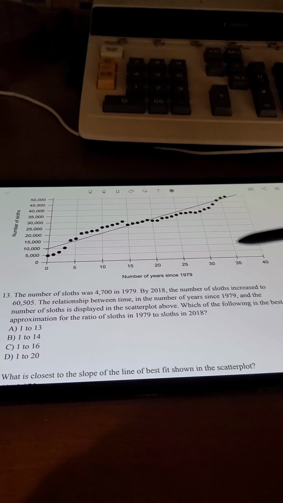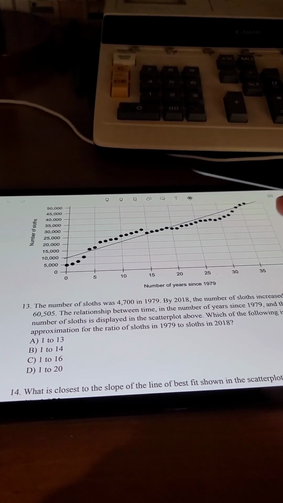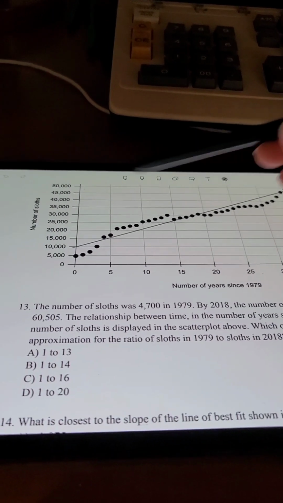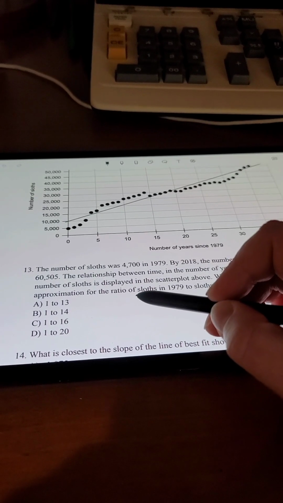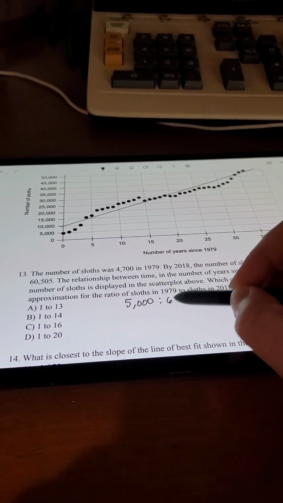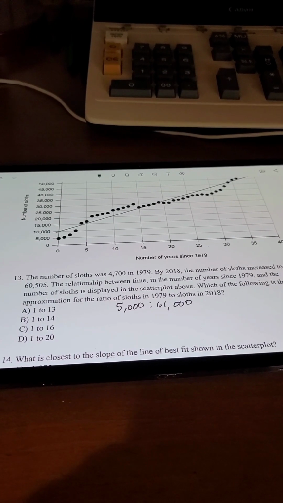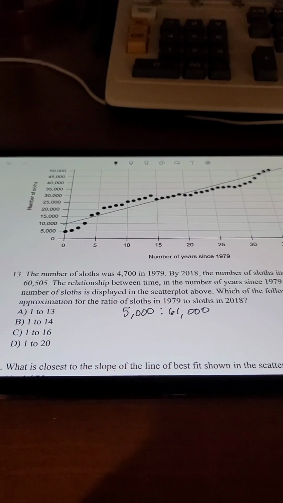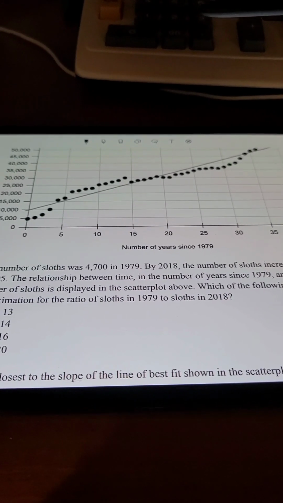Okay, so if we want to find the best approximation of the ratio of sloths in 1979 to sloths in 2018, it would be this number to this number as a ratio. Now remember, it's saying approximately. So we'll say that this is about 5,000 if we round up, and that this is about 61,000 right over there if we round up there as well. And you're going to get like a 1 to 12.2 ratio, so that's going to be closest to A.